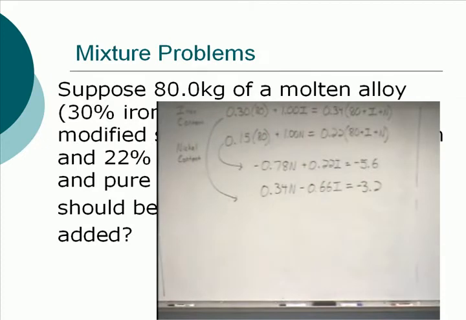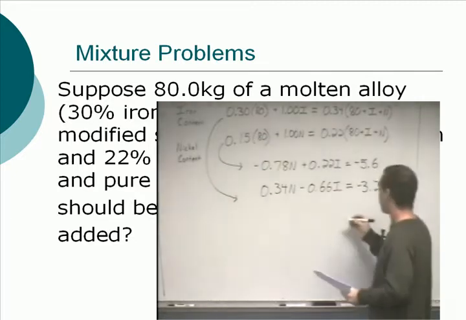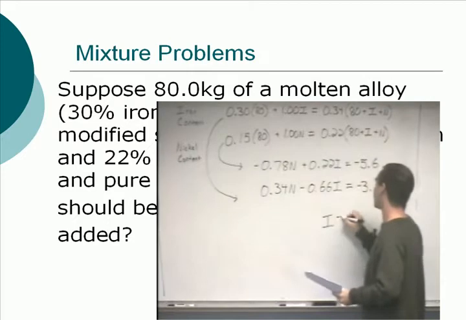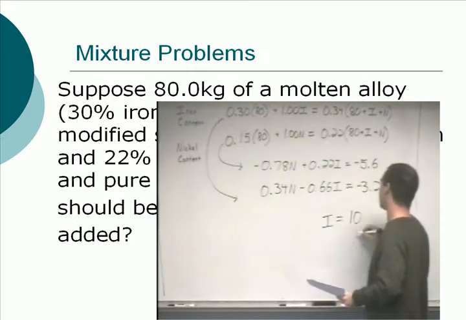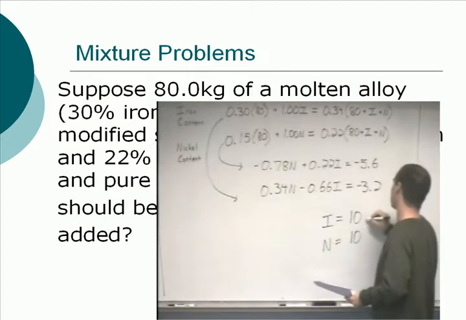I think what I'm going to do, just because I do have 2 more problems that I want to work through with you, I'm just going to tell you how this works out. Okay, I'll trust that you could solve that system. If you do it, as it turns out, I equals 10 and N equals 10.